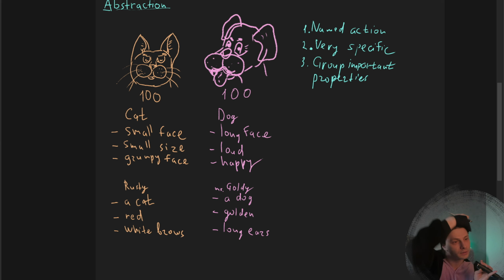Important properties. So we grouped important properties. And what did we do? We gave the name or names for these groups. Name groups. This is also a very important concept.